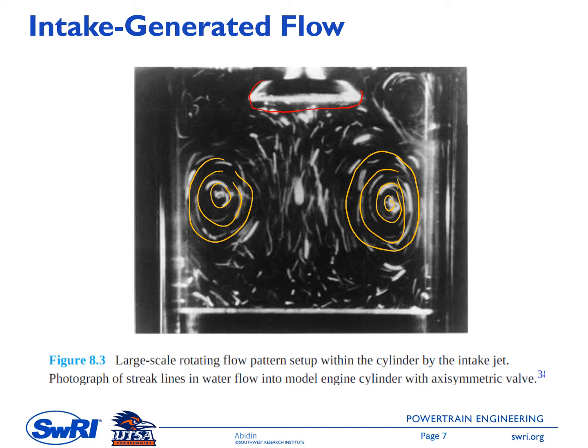You can also see another local rotating flow here, and this one as well. This rotating flow is a kind of organized flow, and it will need to be broken up into turbulence at the end of the compression stroke, because it is the turbulence that is used to enhance the combustion process.